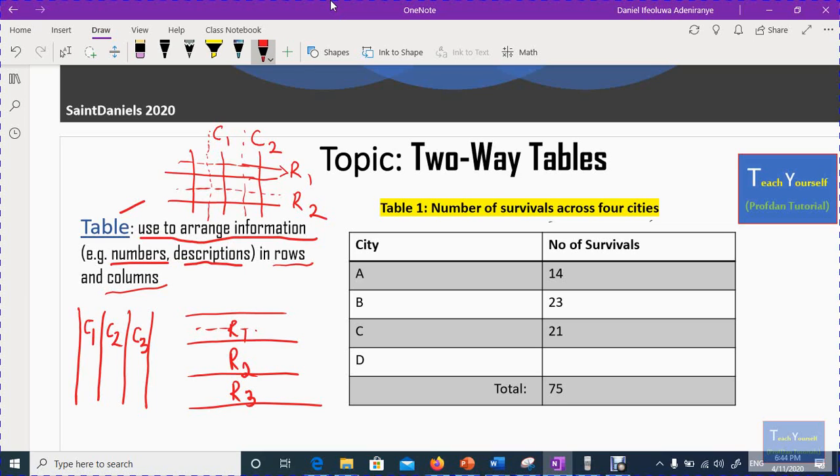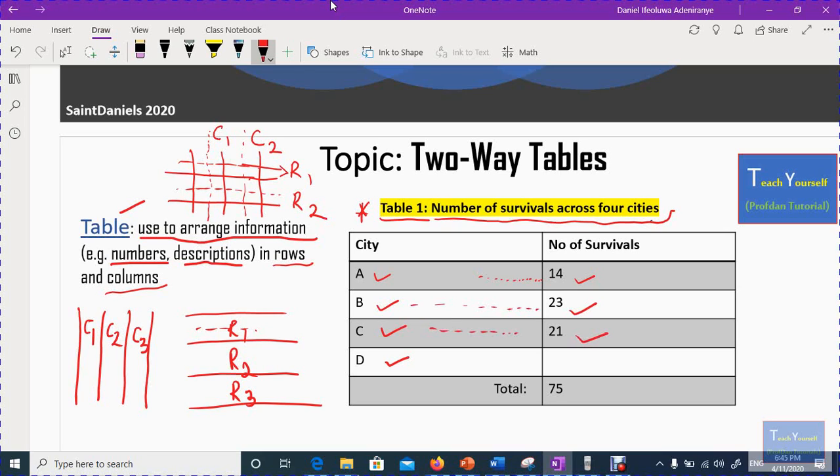Every table has a title. For example, as we have this table 1, what is the table all about? The title shows the number of survivors across 4 cities. So let's say a survey has been carried out about the survivors of coronavirus across 4 cities. We have city A, city B, city C, and city D, and we have the number of corresponding survivors. In city A, the number of survivors as we speak is 14. In city B, the number of survivors is 23. City C, the number of survivors is 21.